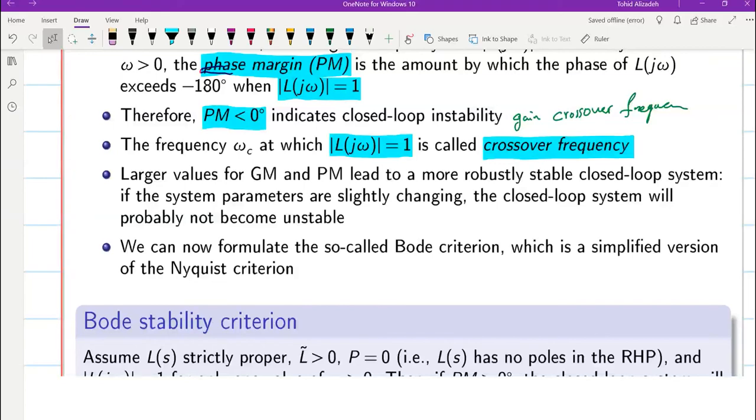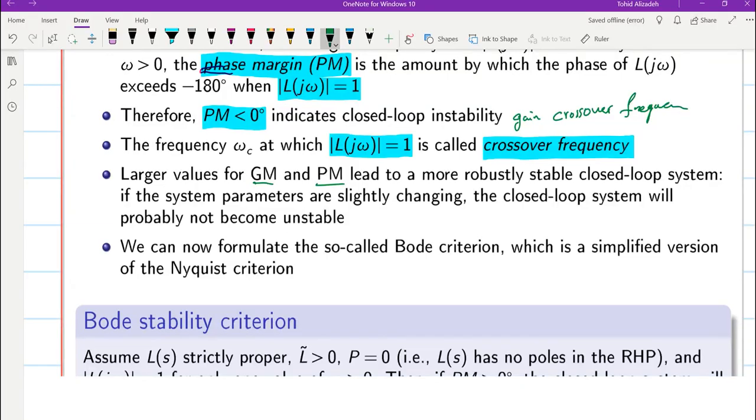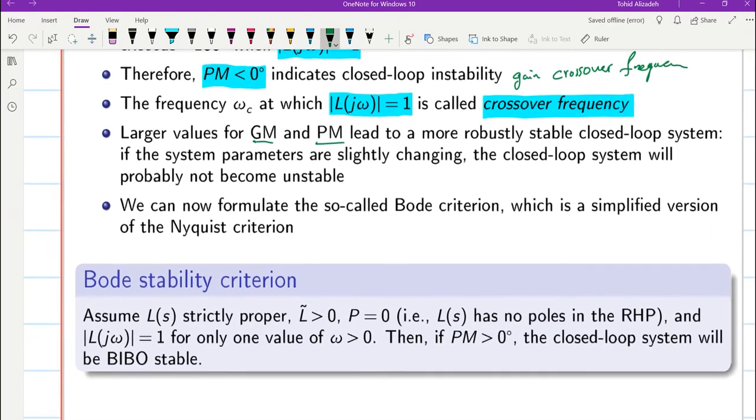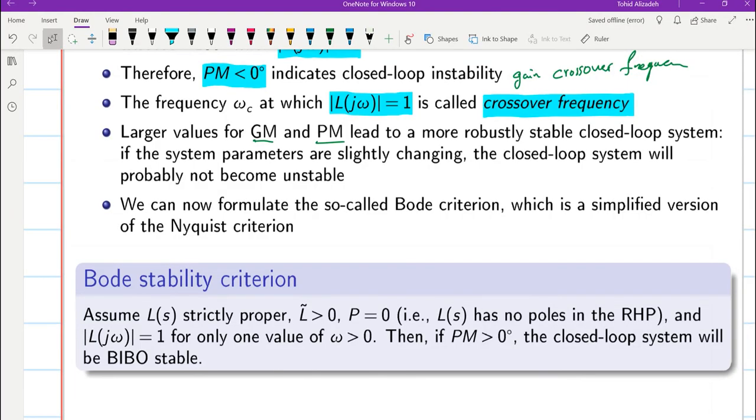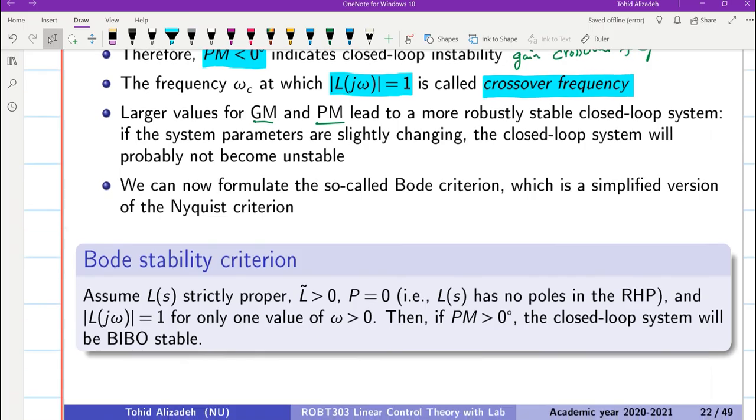Larger values of gain margin and phase margin will lead to more robustly stable closed-loop systems. So basically, we usually desire bigger values for gain margin and phase margin. If the system parameters in this case are slightly changing, the closed-loop system will still remain stable if we have a big gain margin and phase margin.